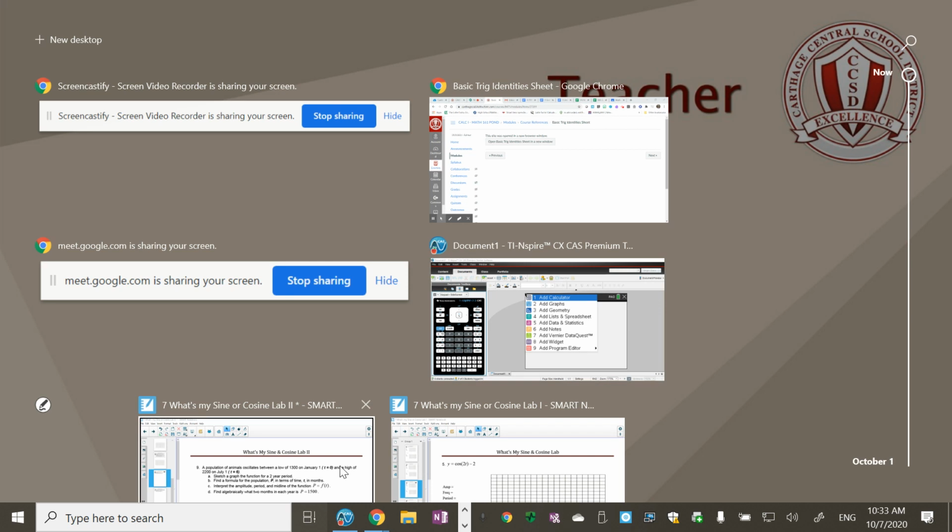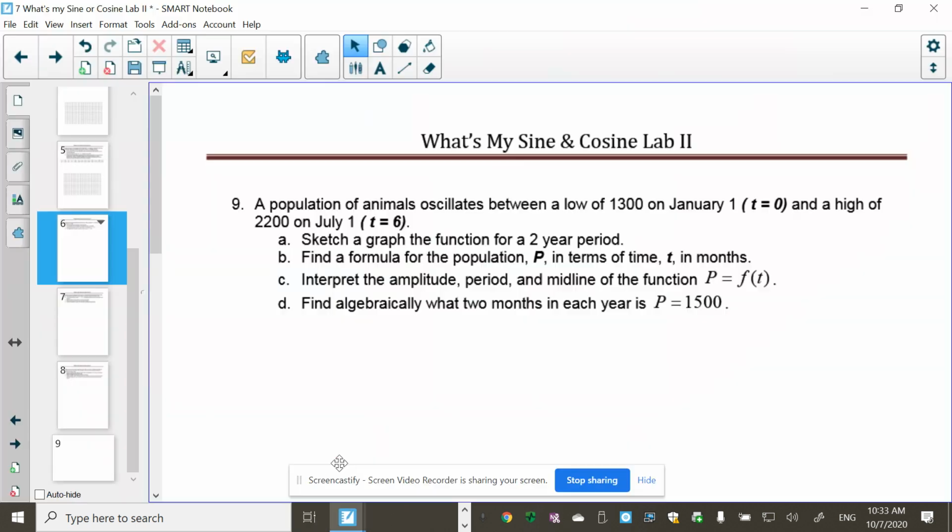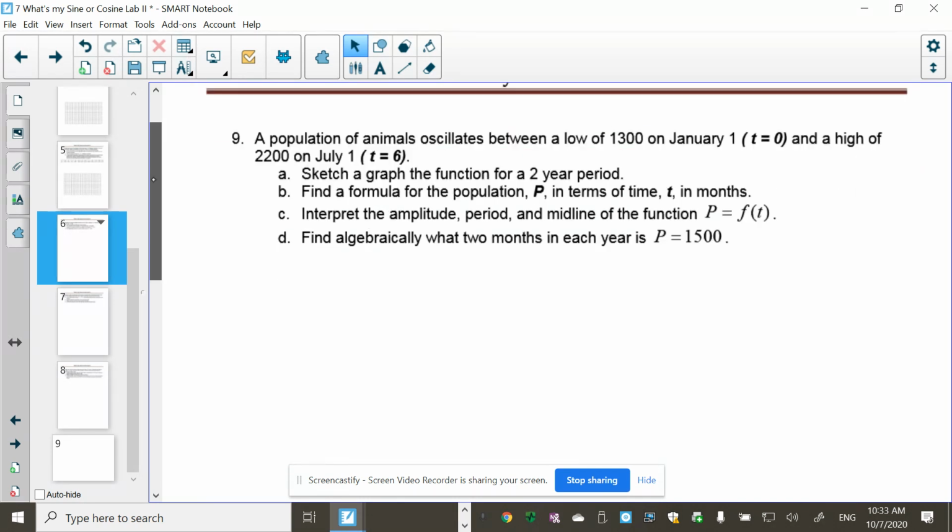To lab number 2 first. So if you would please, let's go to number 9, because I want to make sure you know how to do word problems with a sine and cosine, because this we've done some, but this is good practice.